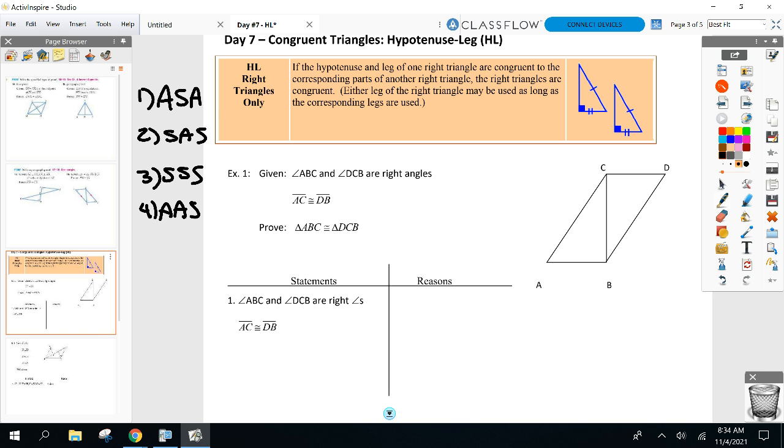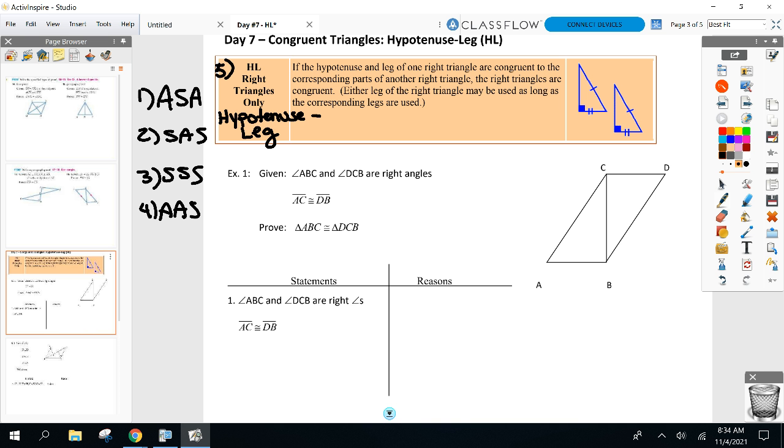Good. All right, here's your fifth and final one. This is it. This is the fifth one, and this is the only five we're rolling with, because that's the only five there are. HL. HL stands for, the H stands for hypotenuse, and the L stands for leg. Hypotenuse, leg.